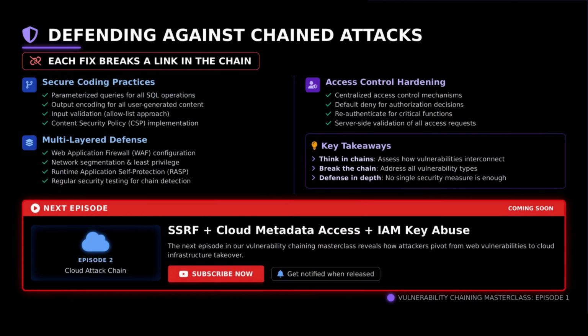So how do we defend against chains like this? By breaking the links. Parameterized queries stop SQL injection. Output encoding and CSP reduce XSS. Strong access controls prevent privilege escalation. And layered defenses like WAFs, RASP, and network segmentation catch what slips through. The key takeaway: think in chains, not in silos. Break the chain early and the attack collapses.